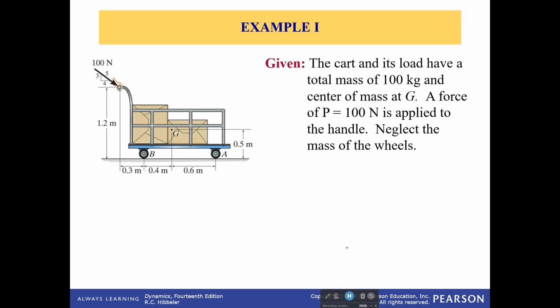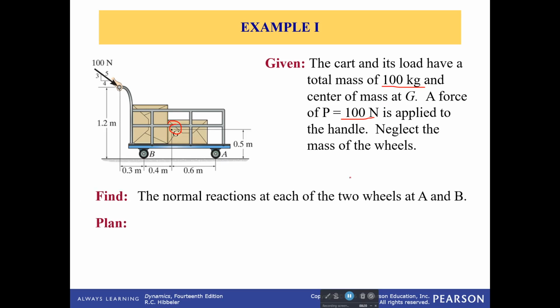So let's try out this example right here. What we see is a cart and its load have a total mass of 100 kilograms and a center of mass at G right here. A force of 100 newtons is applied to the handle and we're supposed to neglect the mass of the wheels. What do we want to find? We want to find the normal reactions at each of the two wheels at A and B. So right here and right here.